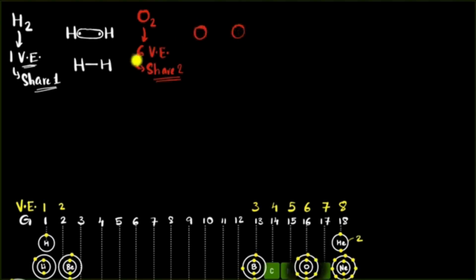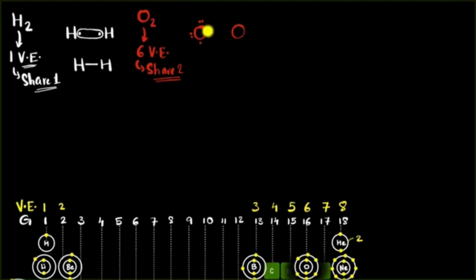Since it has 6 valence electrons, here's how I show the valence electrons: 1, 2, 3, 4, 5, 6. Why do I draw it this way? Because just from the dot structure, you can see that there's 1 pair, there's a second pair. Oh, there's no pair here. Oh, there's no pair over here. These electrons are lonely. They want to get paired. And that's how I know that these 2 electrons are going to participate in bonding.